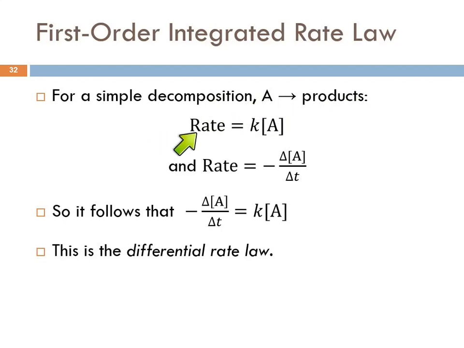And so we learned that for a first order, the rate equals the rate constant times the concentration of that reactant. We also know that the rate of a reaction is equal to the negative change in the reactant concentration divided by the change in time. That's what we talked about on Monday night. Just like a rate of speed is the change in distance divided by the change in time. Here we have the change in the concentration divided by the change in time.